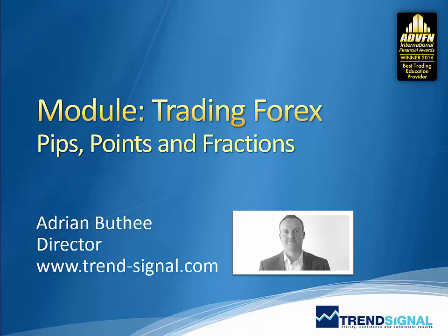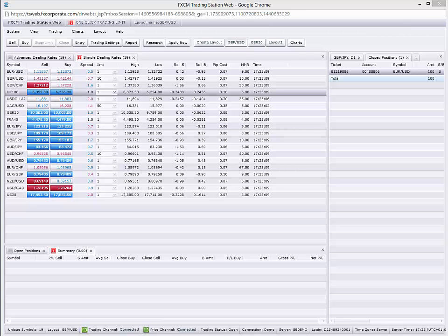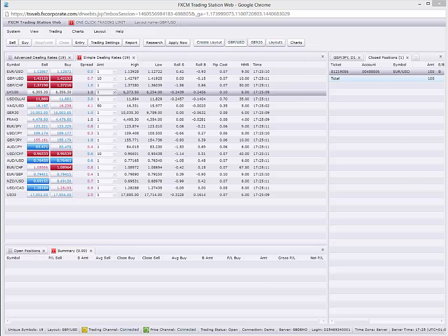Let's have a look at a trading platform now. Not all platforms are particularly clear on this point, and I encourage you to always have a look at what your trading platform is quoting and how it's quoting before you start to place trades. I would encourage you, therefore, to always look at a demo account before getting going.